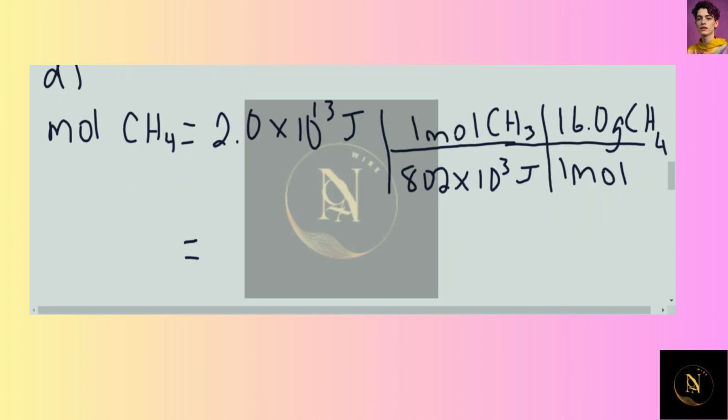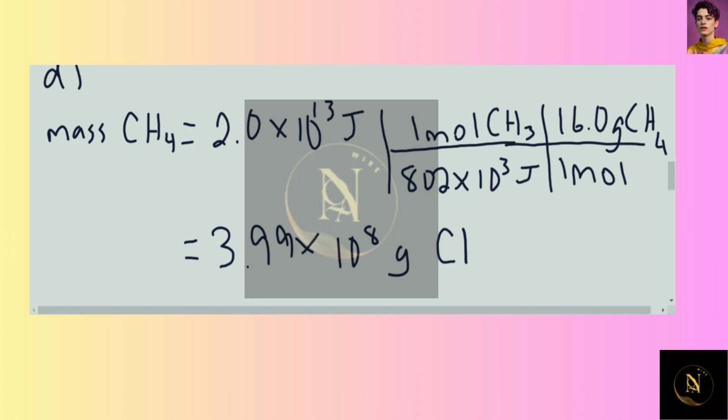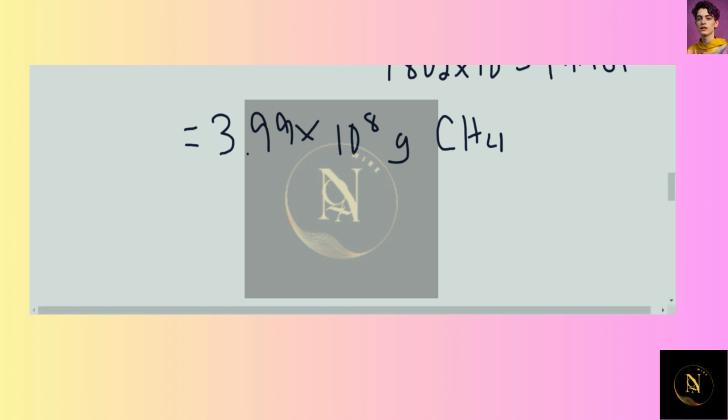Plugging this into the calculator, we find that the moles is equal to 3.99. Excuse me, we're actually finding the mass. So let's rewrite this. This is the mass. And this is 3.99 times 10 to the 8th grams of methane. Oh my goodness, I'm sorry guys, I keep misspeaking. But here is our answer for this.